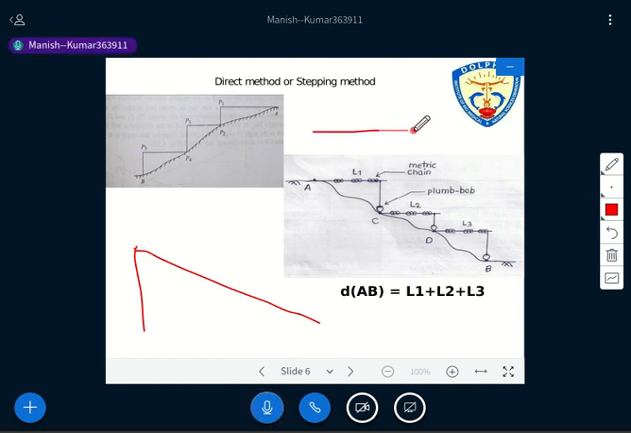If it is a chain or a tape, this is the zero end, which means from here we have to start, and the other person has to stretch the chain as per the length that is required. So there are two persons. The person at the zero end is called the follower. And the person who carries the other end of the tape or chain is known as the leader. Is it clear?